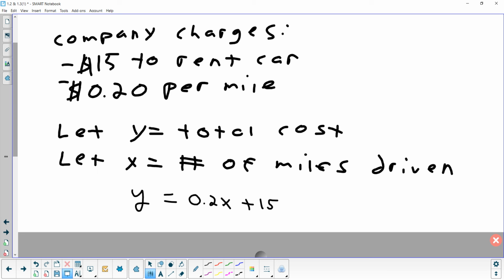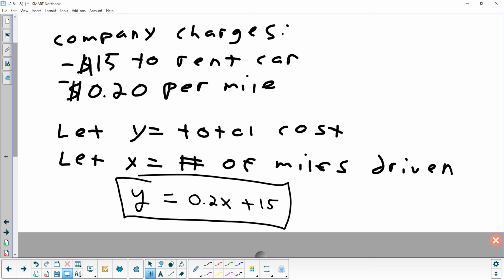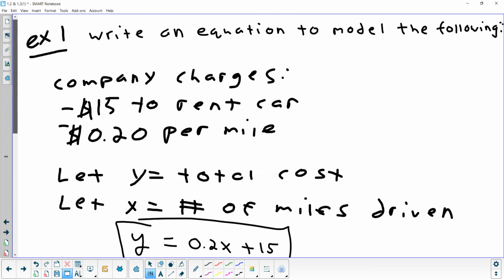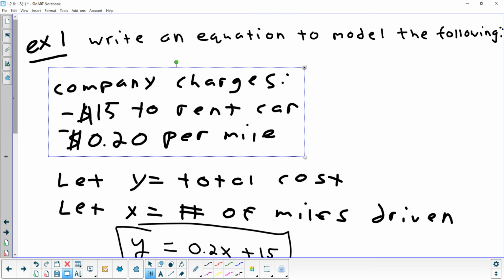Anybody know why I did it this way? Yeah. That's easier to graph than any other way. Y equals mx plus b. Exactly. That's in y equals mx plus b form. So it's already set up to graph if we need to do that in a later part of the problem. But for now, that's all I wanted. That's an equation that models that situation.